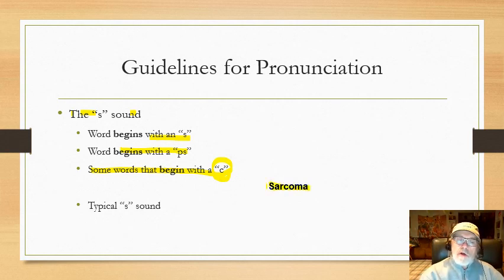Sarcoma. Oma means tumor. Sarc means skeletal muscle. So basically, sarcoma would be a tumor that involves in some way the skeletal muscle, also involves the adjacent bone, but called sarcoma. Again, begins with a typical S sound.